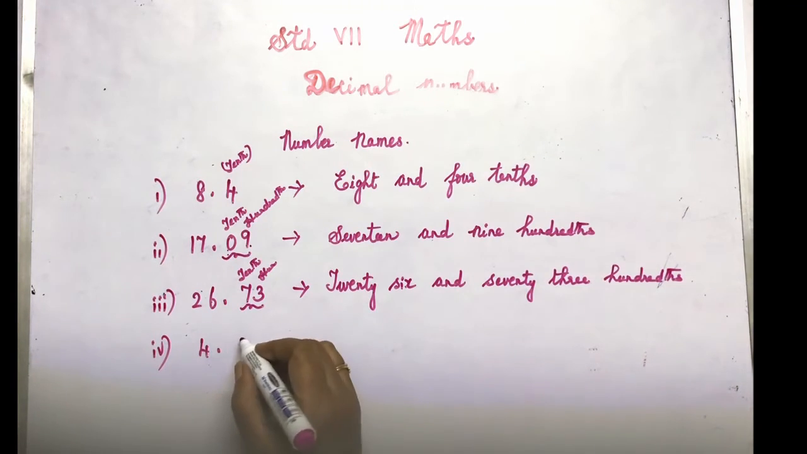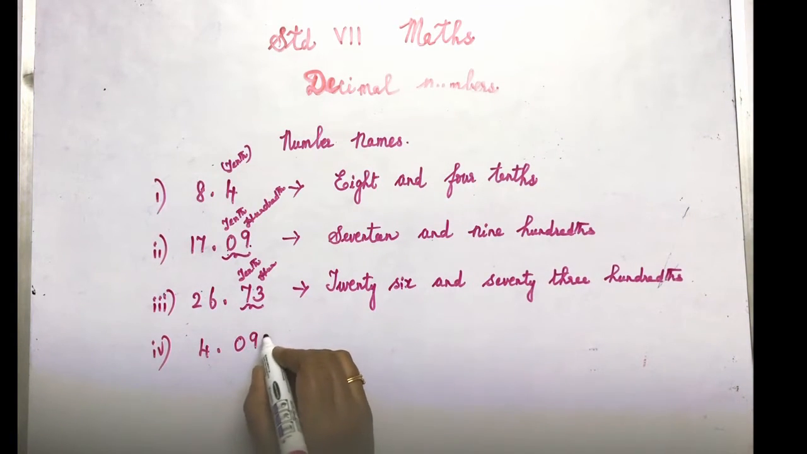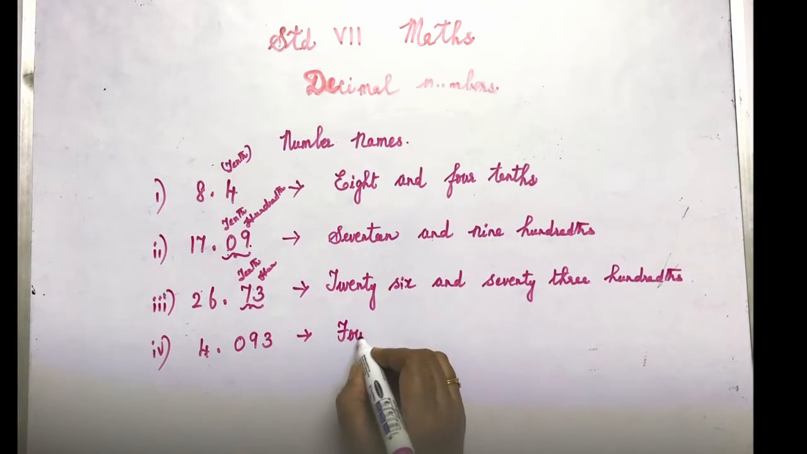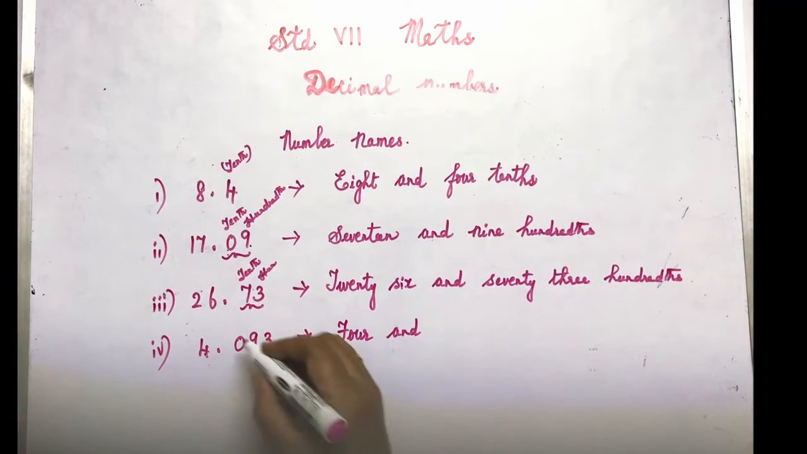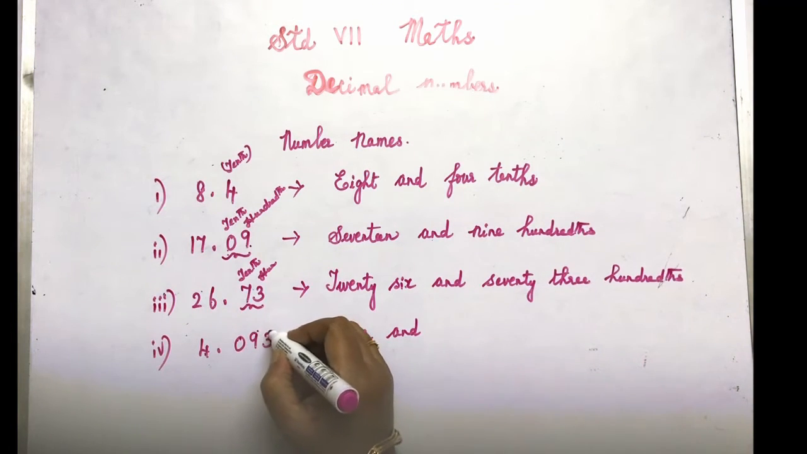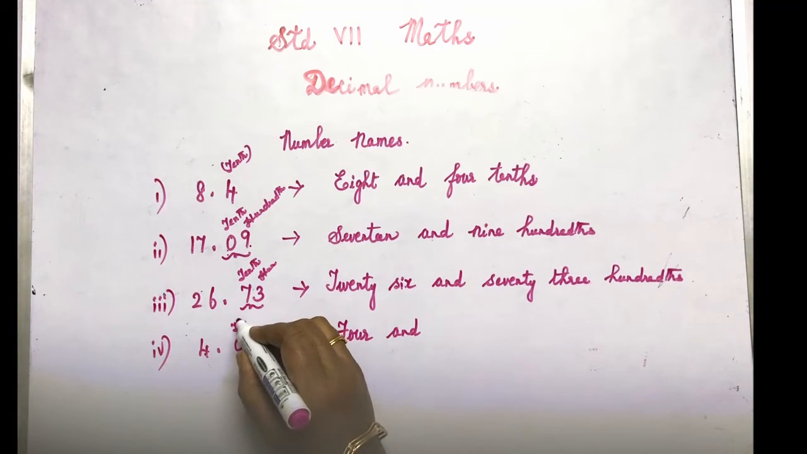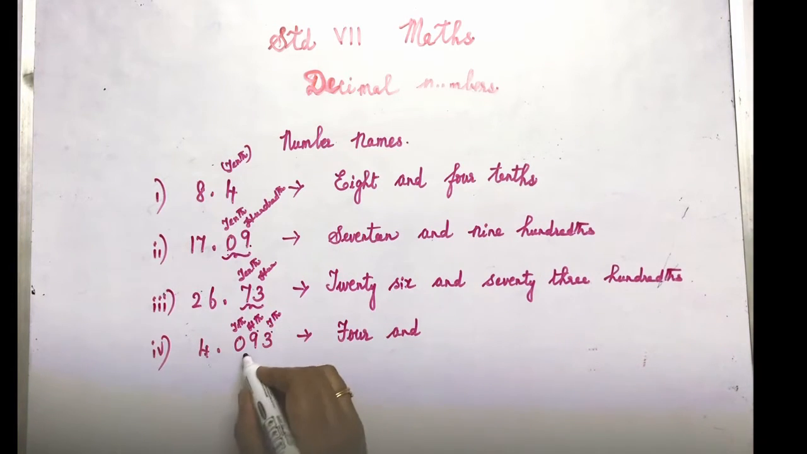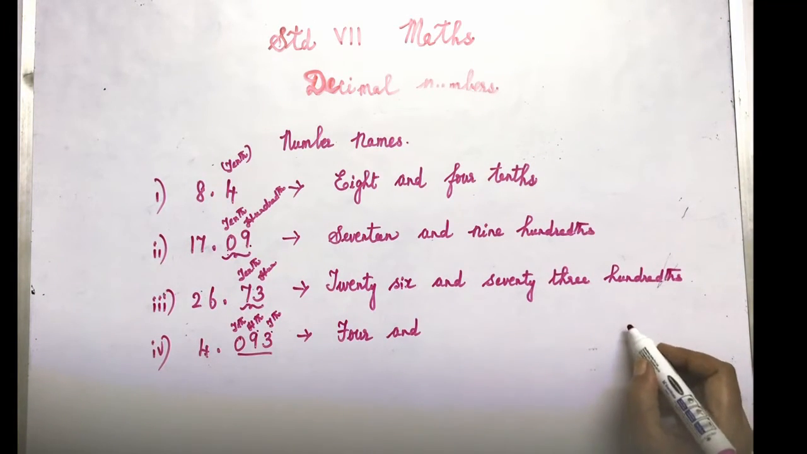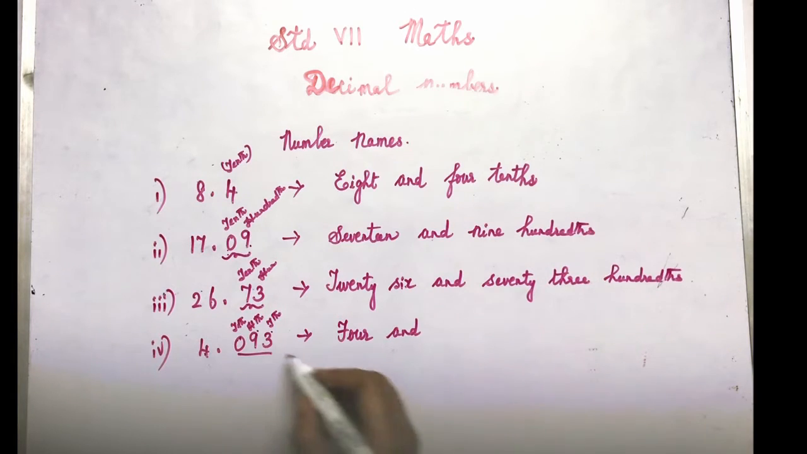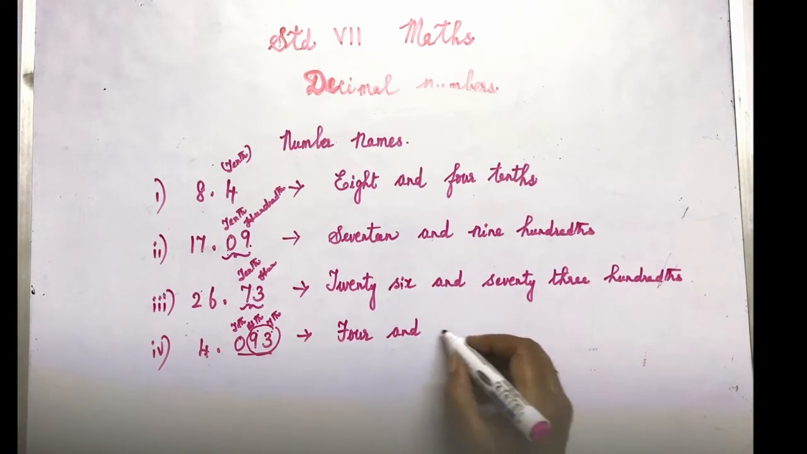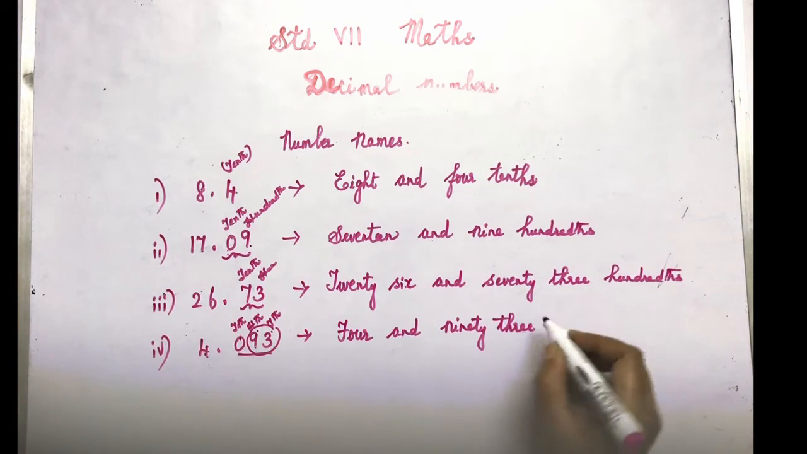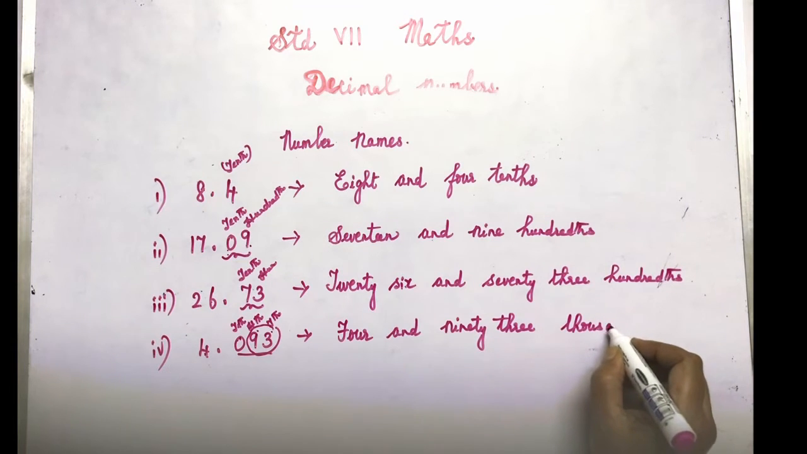Now 4.093. So before the point we have 4. So 4 and the place values are tenths place, hundredths place, thousandths place. So we have the thousandths place, so in the number name we have to write thousandths. But what is the number here? 93. So 4 and 93 thousandths.